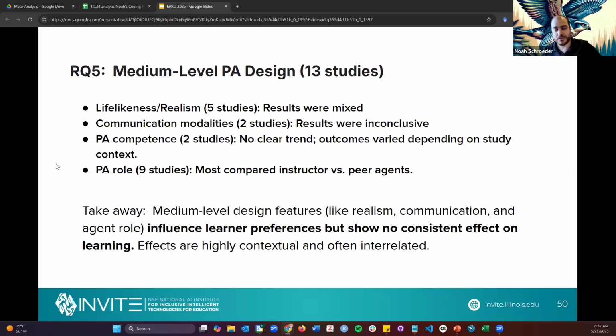So we moved on down to the medium level of design, looking at things like lifelikeness and realism, the competence and the role. And basically the takeaway here is that learners definitely preferred things. We definitely saw evidence that they had preferences, like in terms of measures of satisfaction and things like that for certain things at this design level, but there was no consistent effect on learning outcomes. And we couldn't really make generalizations about one thing being necessarily better than others because they were highly contextual and often interrelated with other aspects of agent design.